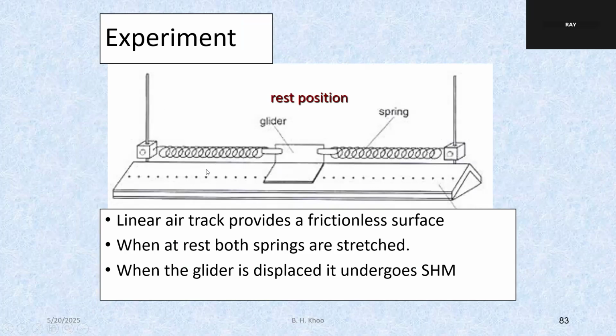Same thing. This is your linear track to give you a frictionless surface. This is a glider. Both of the springs are stretched, so we can displace it, then it moves in simple harmonic motion.